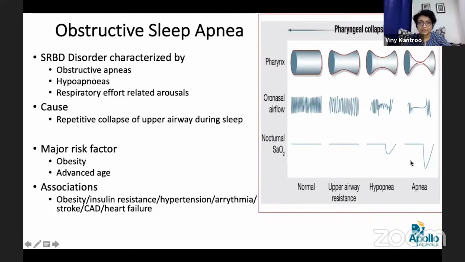saturations and intermittent hypoxia. So the cause obviously is repetitive collapse of your upper airway during your sleep, which may be caused due to your genetic factors, which can include the shape of your face and the composition of your pharyngeal muscles, as well as the inflammatory process, which we will be talking about in future slides. So the major risk factors to have OSA would be obesity and advanced age, and it has associations, as we all know, with obesity, insulin resistance, hypertension, arrhythmia, stroke, cardiovascular, and CAD health, as well as heart failure.